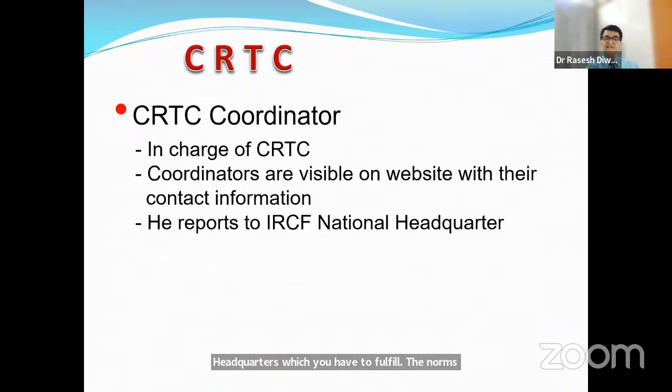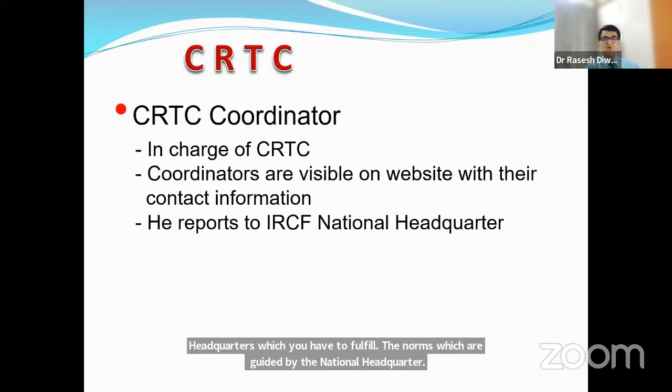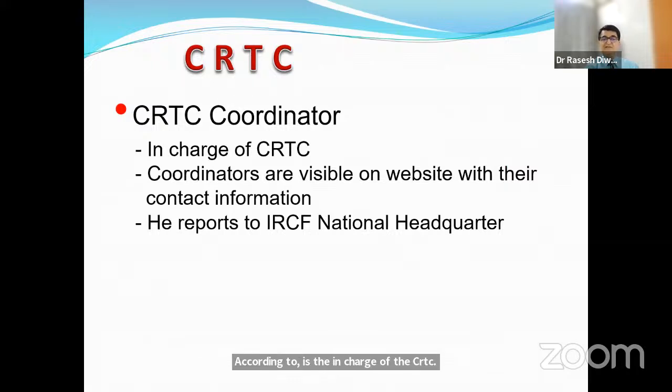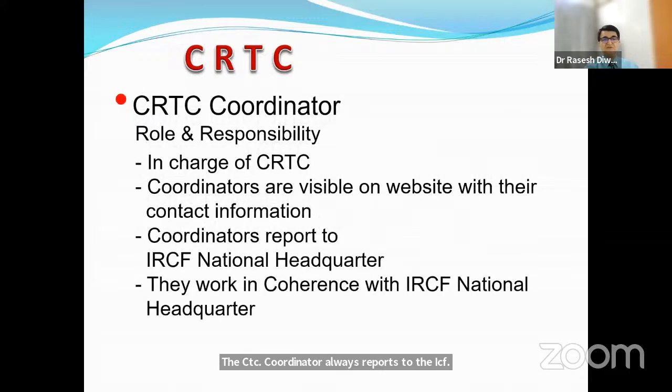A coordinator is in charge of the CRTC. Coordinators are visible on the website with their contact information. So if you want to check your CRTC, you go to the homepage, go to the CRTC center locator and find your details. If any discrepancy is there, please write to the admin officer and get it corrected. The CRTC coordinator always reports to the IRCF national headquarters.